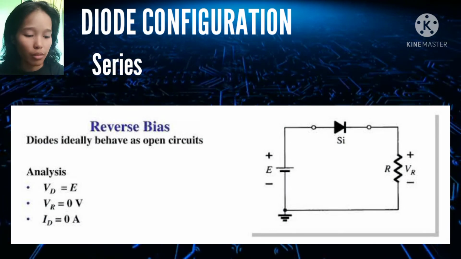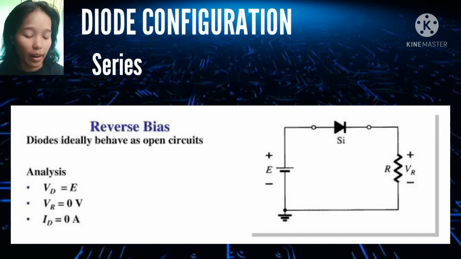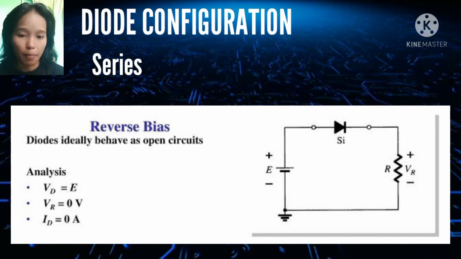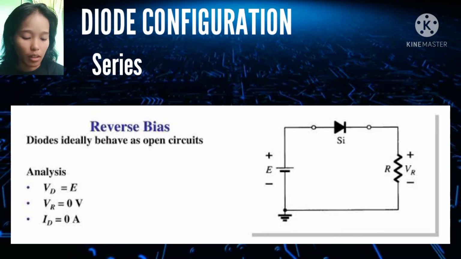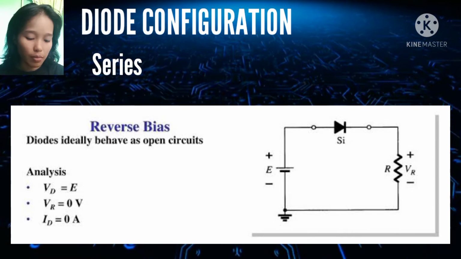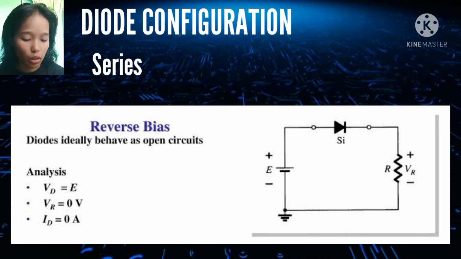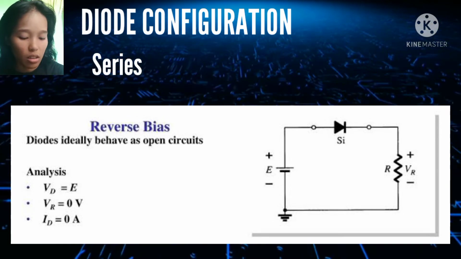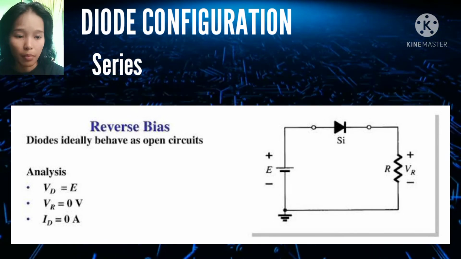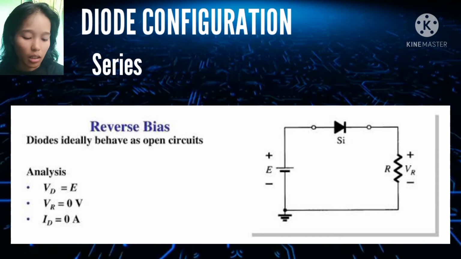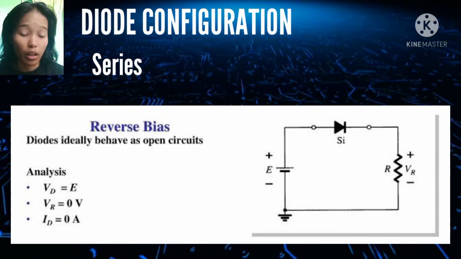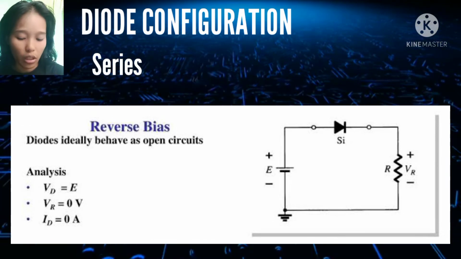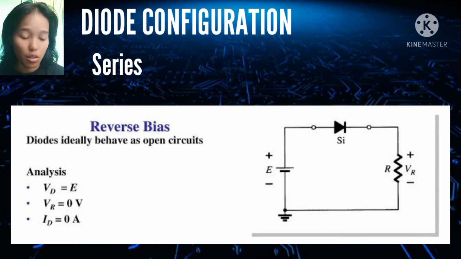Let's move to the reverse bias. For the reverse bias, the direction of the current is opposite to the polarity. So VR is equal to IR times the resistor, which equals ID times the resistor. Our current is of course equal to 0, because it becomes an open circuit since the directions are not the same. Therefore our VR will be equal to 0 volts.